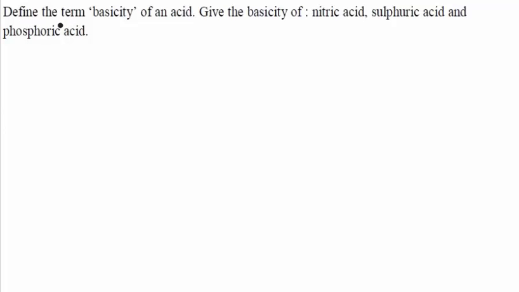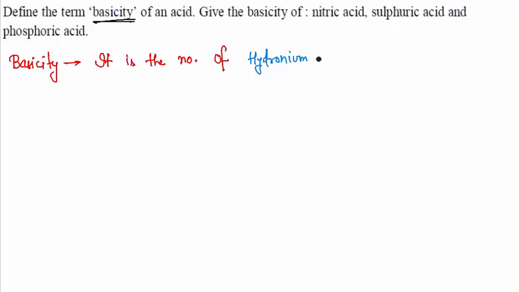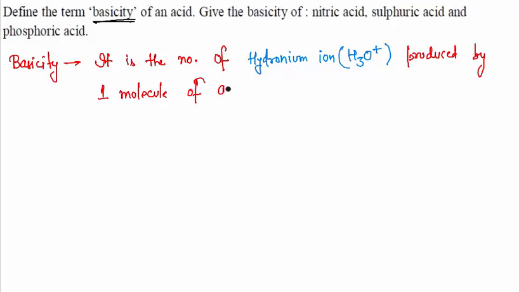So I'm going to explain this particular question. Define the term basicity. First we will see what basicity is. Basicity is an important term in chemistry. It is the number of hydronium ions, that is H3O positive, produced by one molecule of an acid in an aqueous solution.